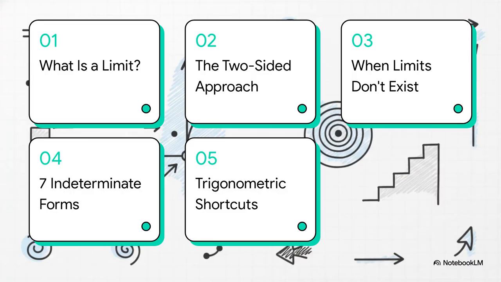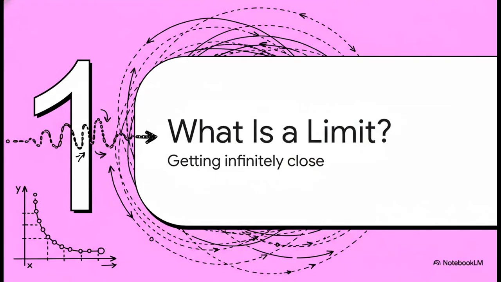All right, so here's our game plan. First, we'll nail down what a limit actually is. Then we'll talk about why you have to look at it from two sides. After that, we'll check out what happens when limits just, well, don't exist. And finally, we'll get into some really powerful tools, the 7 indeterminate forms and some super helpful trig shortcuts. Okay, let's get right into it.